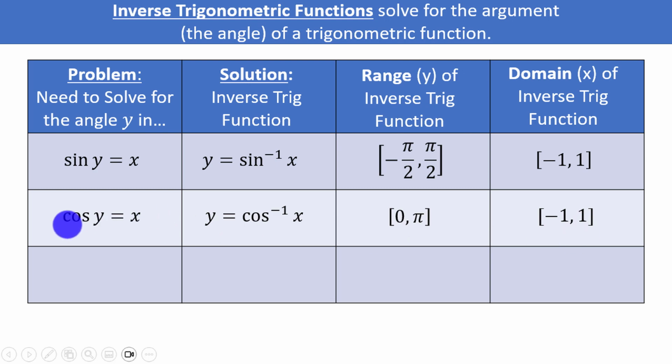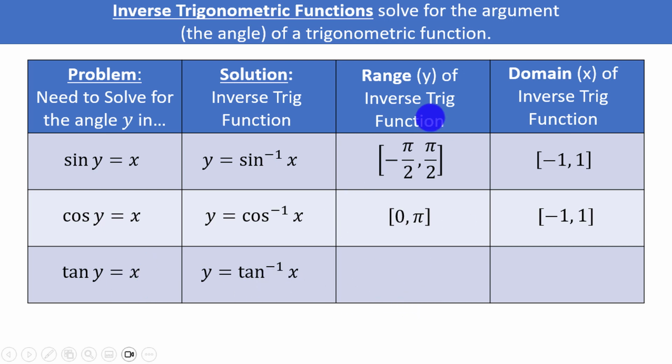It's kind of like asking, what can you get out of the original cosine function? What are the possible x values? Well, anywhere from negative 1 to 1. And then for tangent, we have a very similar deal. To find the angle y, you would take the inverse tangent of the result here, x.